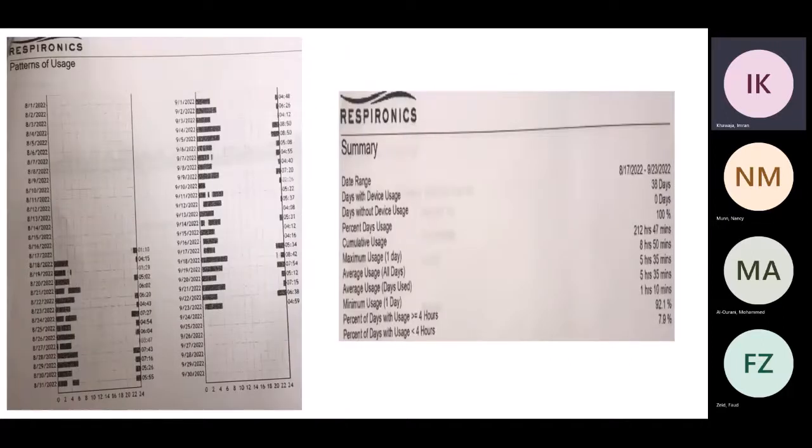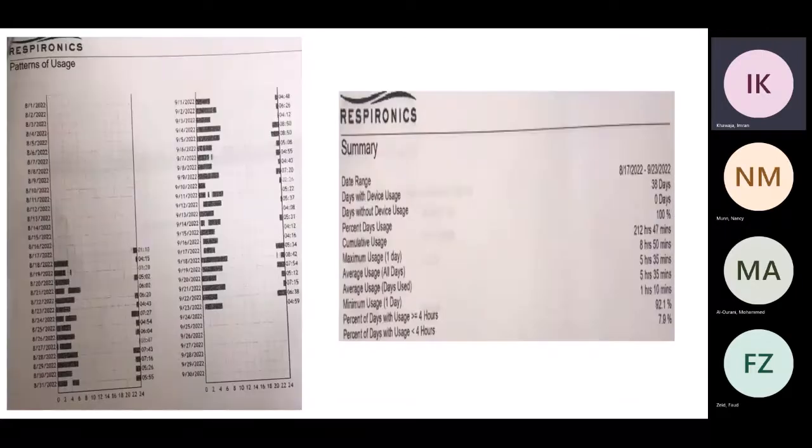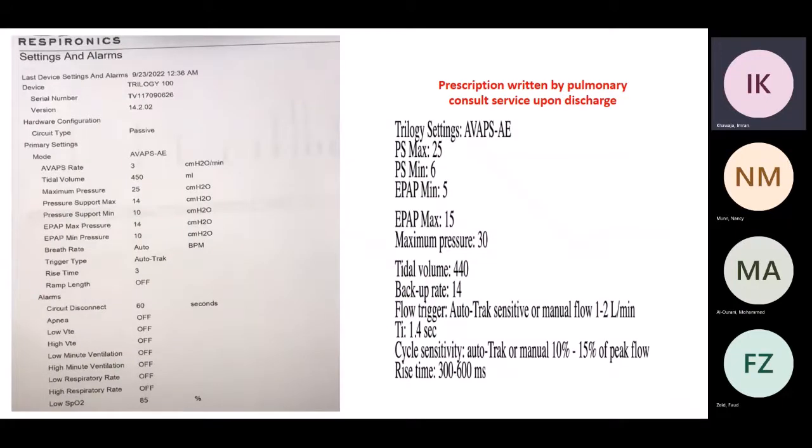So this is the first thing that I noticed, because I have that saved in my note, the prescription that I just showed you. So the second thing that you look at is how they are using it. And as you see, more than 4 hours per night is 92%. So this patient is very adherent to her treatment. So it's not her fault if everything is not working well. And this page gives you the average. So if you see the IPAP is averaging around 23, 24 the entire time, and the EPAP is around 10, right?